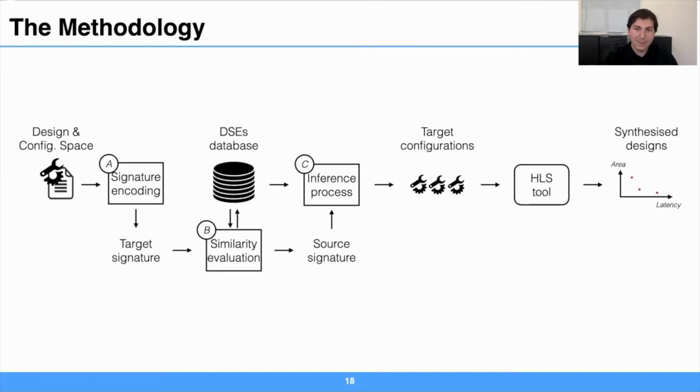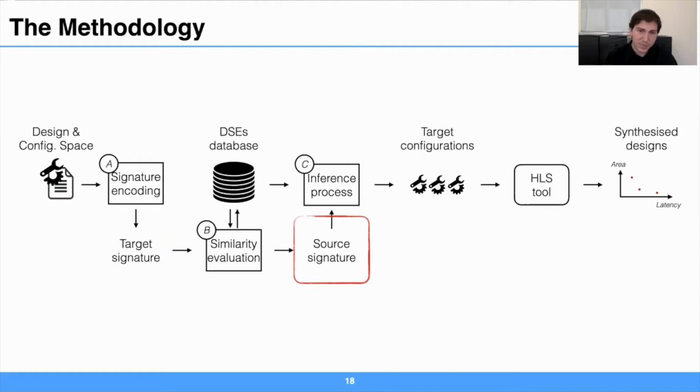So we have a pipeline, and in this pipeline there are three main processes: signature encoding, similarity evaluation, and the inference process. We start from a set of design and configuration space, which are given as input to the signature encoding process that generates a target signature, a unique representation of the design specifications and of the configuration space. This is given as input to a similarity evaluation process that looks into a database of design space explorations and returns the most similar source that we have available in our knowledge base.